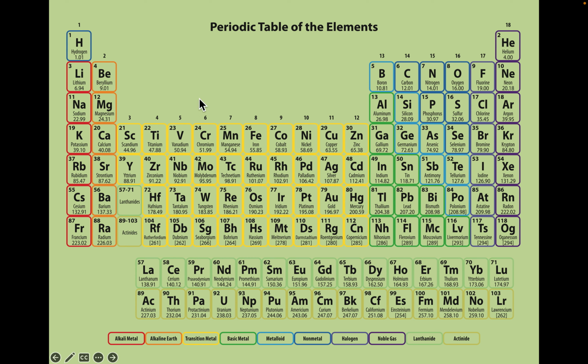I know the table looks a little weird. These ones here, if you notice, it goes from 56 to 72. That's because these two rows down at the bottom would fit in there, but then it would have messed up the whole row, so they just put them down there.